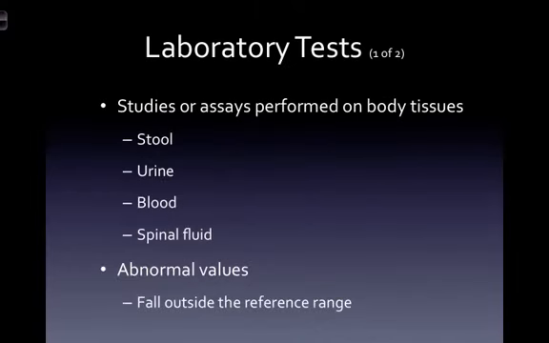Laboratory tests, part 1 of 2 here. Studies or assays performed on body tissues would be things like stool, urine, blood specimens, and then spinal fluid. Abnormal values would fall outside of the reference ranges, so it's important for us to understand what each one of these tests would give the practitioner. And then after we understand what those tests give us as far as information, then is it low or high, what does this patient need, and so on.